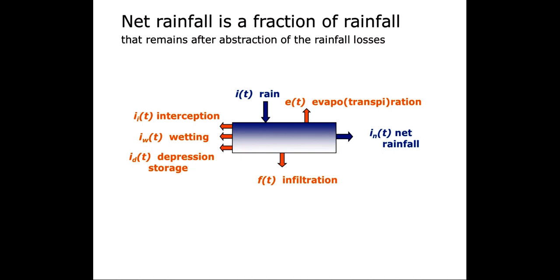The general equation for the calculation of the net rainfall is given as follows. I_NT, being the net rainfall, is equal to I_T, the actual rainfall, minus all of these losses: interception, I_I, wetting, I_W, depression storage, I_D, evapotranspiration or evaporation, E, and infiltration.